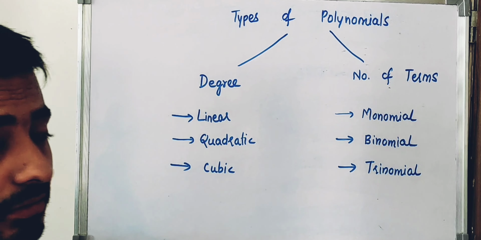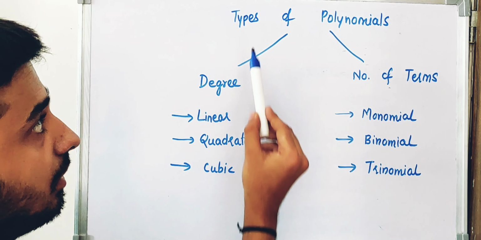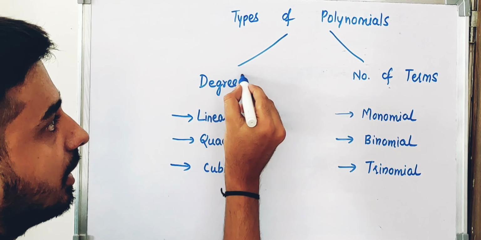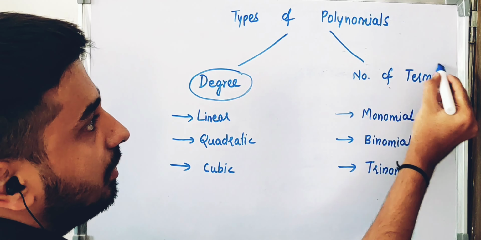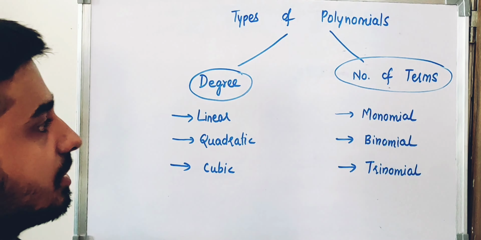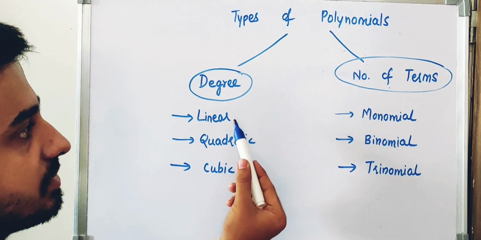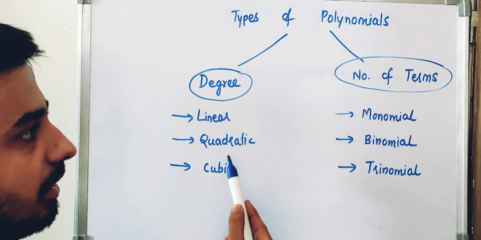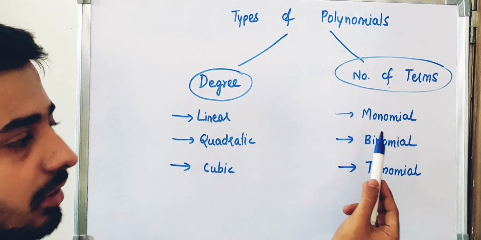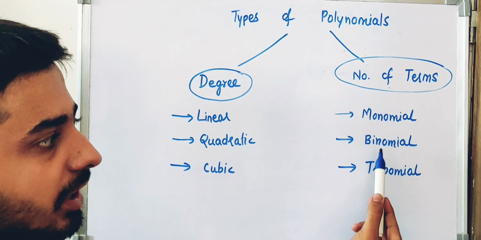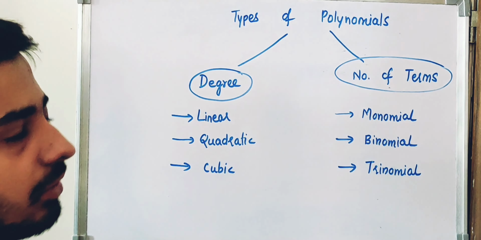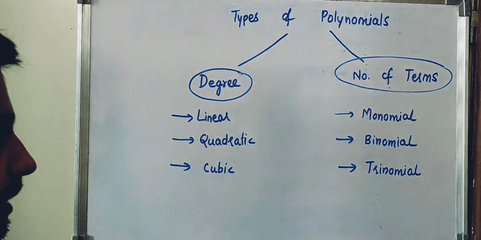Okay, so a recap once again: types of polynomials based on degree and based on number of terms. Based on degree, the polynomial consists of three types: linear, quadratic, and cubic. And based on number of terms, there are three types: monomial, binomial, and trinomial. Now we are going to discuss this further in detail.